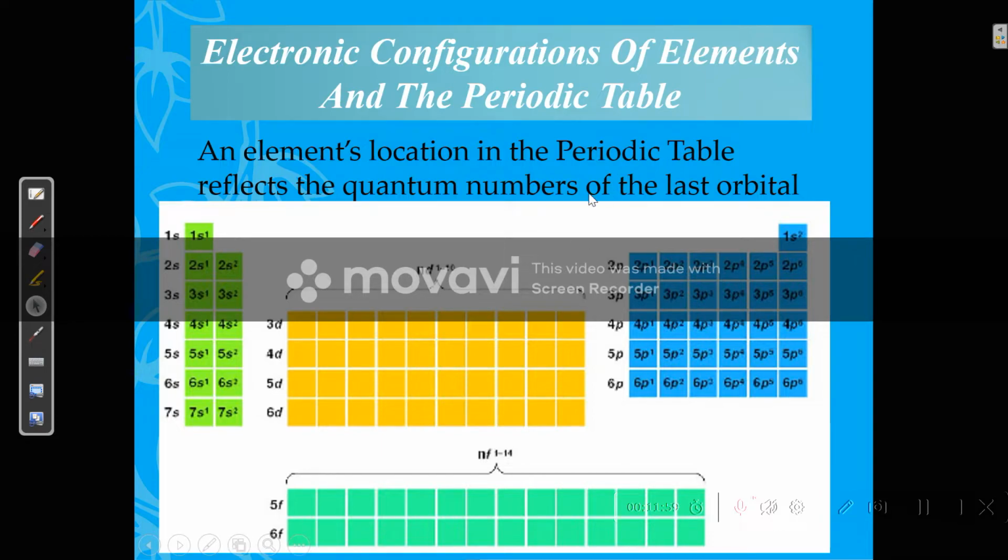Now this is the electronic configuration of elements and the periodic table.